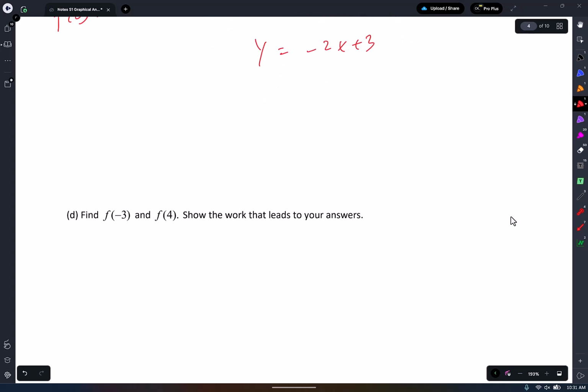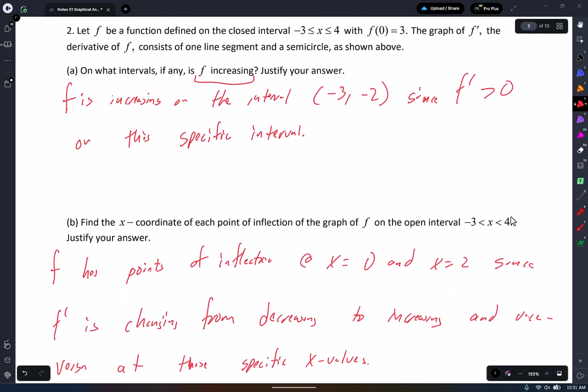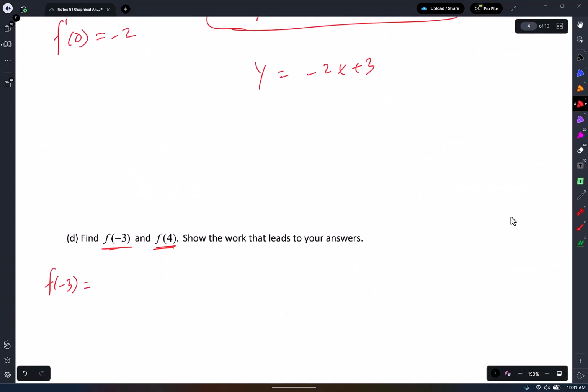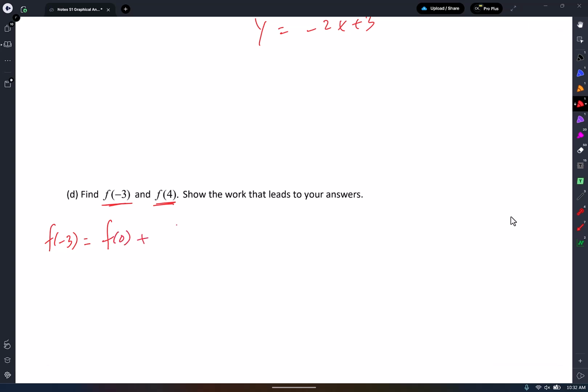Last, find f of negative 3 and f of 4. Show the work that leads to your answer. I love this. Guys, this is like saying what's my position at negative 3? What's my position at 4? So f of negative 3 equals, do they give me an initial position? Yes, they do. f of 0 plus the integral from 0 to negative 3 of f prime of x. This is just like saying find my position at time equals negative 3. I know there's no such thing as negative time. So my initial position given plus how much it has moved.